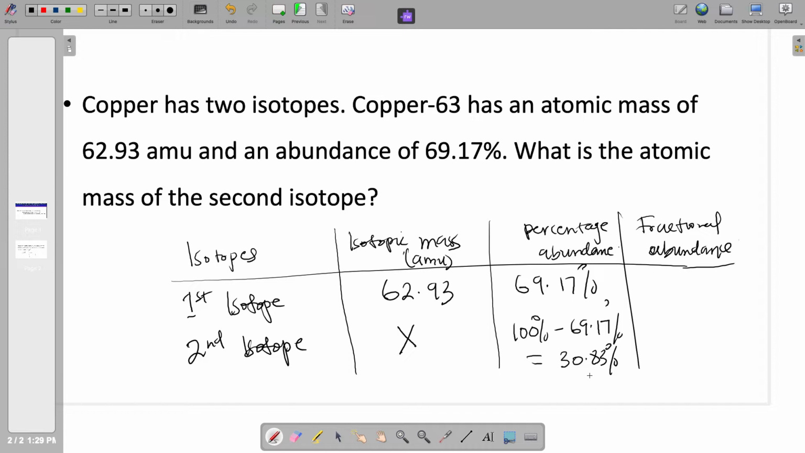So we'll now proceed to calculate fractional abundance. Fractional abundance is just to take your 69.17 divided by 100 because this is in percent. So we want to express it as a decimal fraction. So we'll do 69.17 divided by 100. So that's fractional abundance. And we'll do the same for the second isotope. So we'll do 30.83 divided by 100. So that's its fractional abundance.